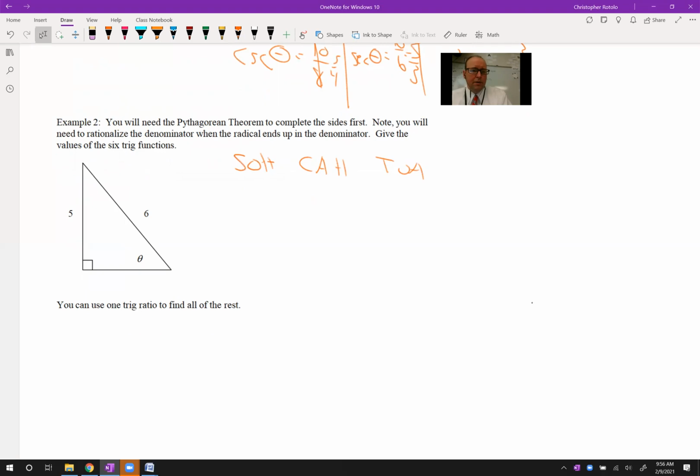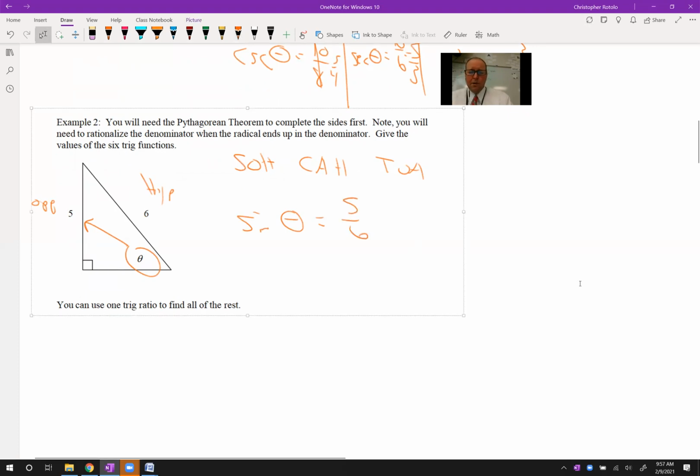So what are we trying to do? Rationalize the denominator if we end up doing that. You can use one trig ratio to find all the rest. So let's go ahead. If this is my angle that I have, this is now the opposite, and this is the hypotenuse. So I'm going to use sine. So sine of the angle, the opposite over the hypotenuse, is 5/6.